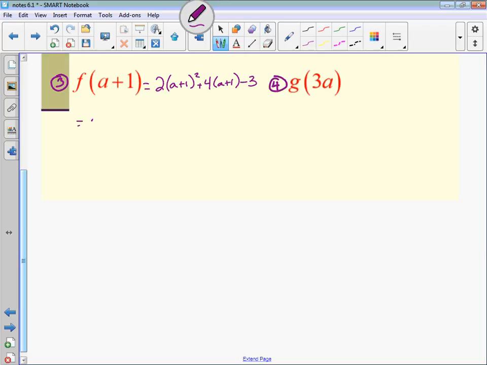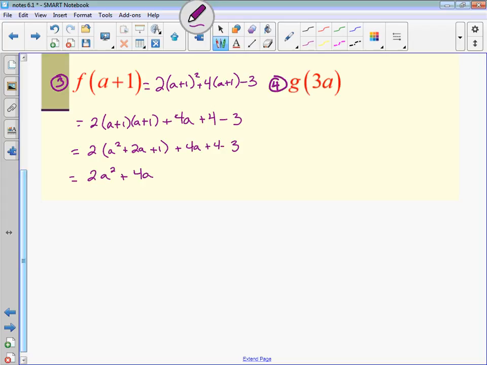So really, we have 2 times a plus 1 times a plus 1. You can go ahead and distribute here. This would be 4a plus 4 and minus 3. What is a plus 1 times a plus 1? Good. Okay, distribute again. And guys, if you combined a couple of these steps in your work, that's completely fine. I'm just showing you everything to make sure we don't miss a step.